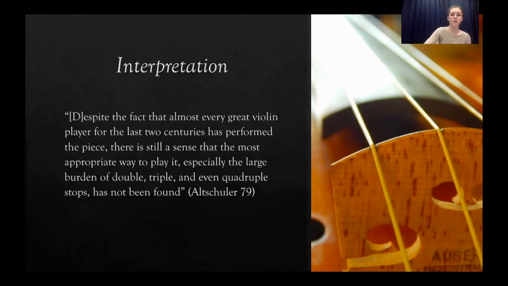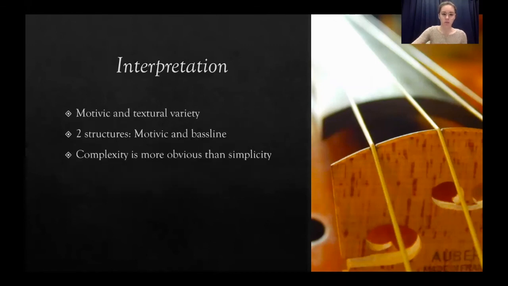Some of the difficulties with interpreting this piece come from the fact that it is so simple and yet so complex. All the motivic and textural variety make this difficult to perform as a cohesive whole sometimes. It's easy to make it sound like a whole bunch of 8-bar movements in a way, because it's so many variations. Also, you have 2 structures going on at the same time, the motivic structure and the bass line structure, and they don't necessarily always line up. Sometimes they overlap, so for phrasing purposes, it can be difficult to know which one to emphasize.